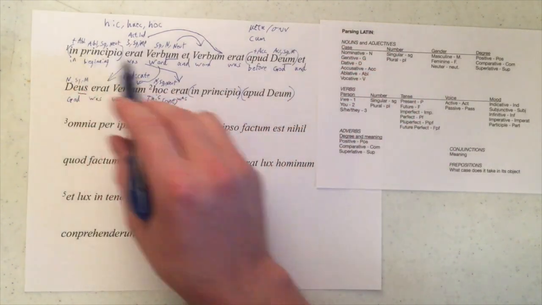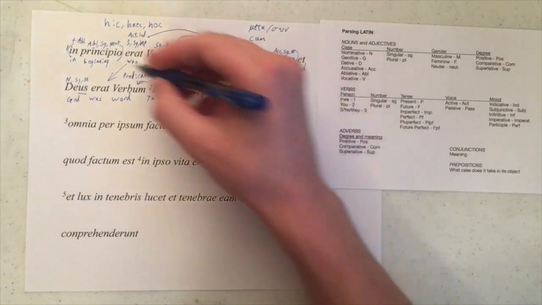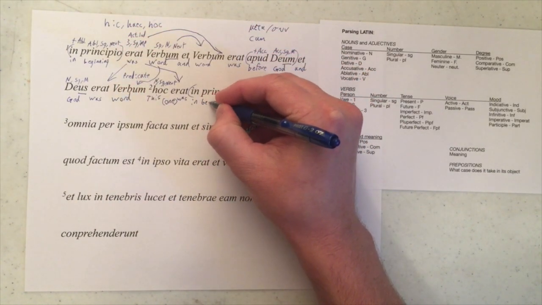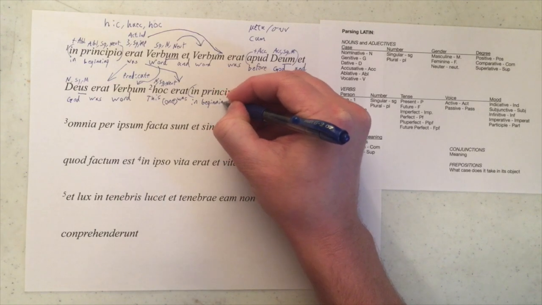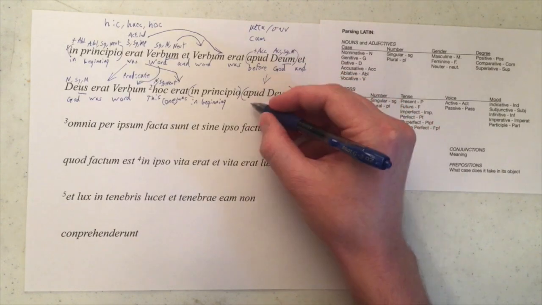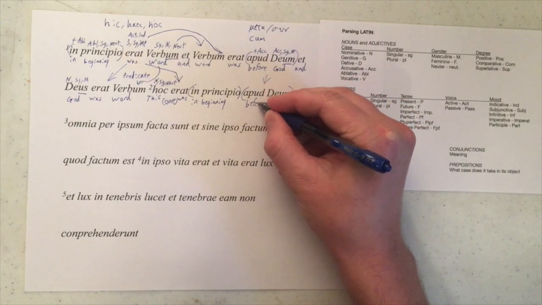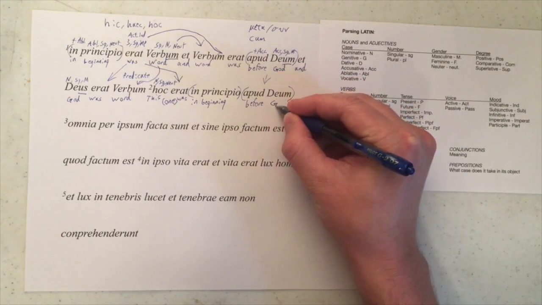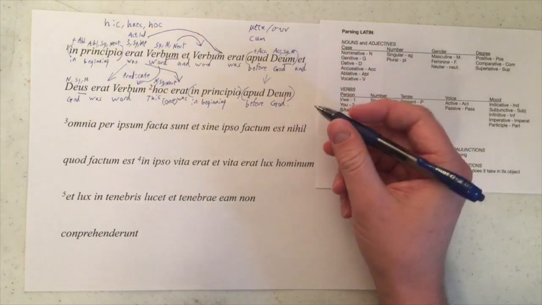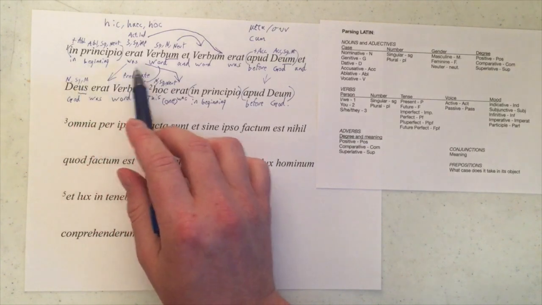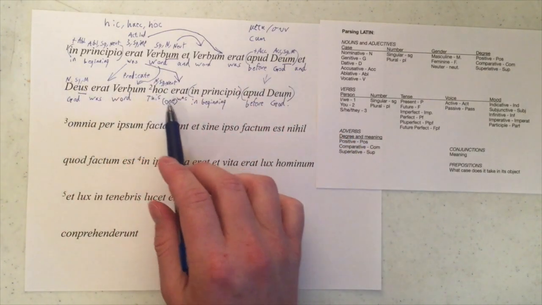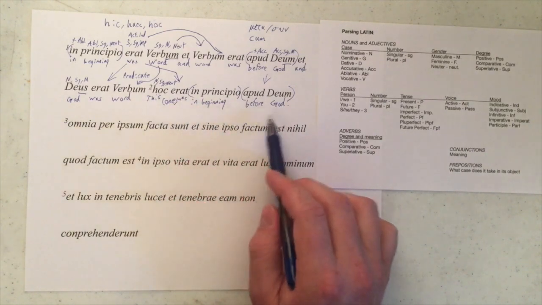There's a repetition of this prepositional phrase here. Don't need to parse it again. Just translate it the exact same way. In the beginning. And apud eum, another repetition. Before God. Period. Now our translation from the beginning so far is: in beginning was word, and word was before God, and God was word. This one was in beginning before God.